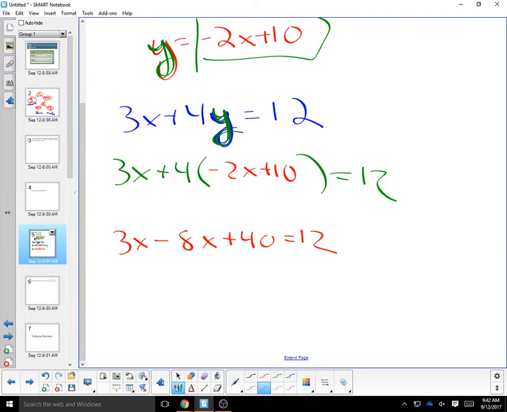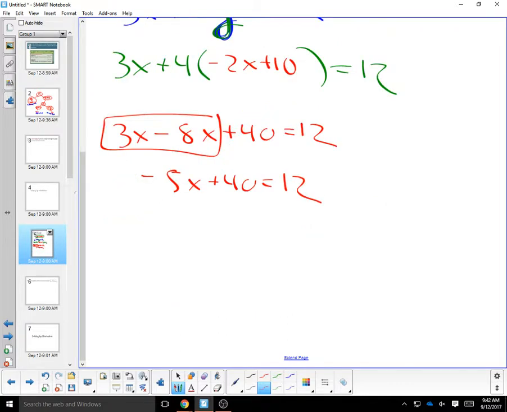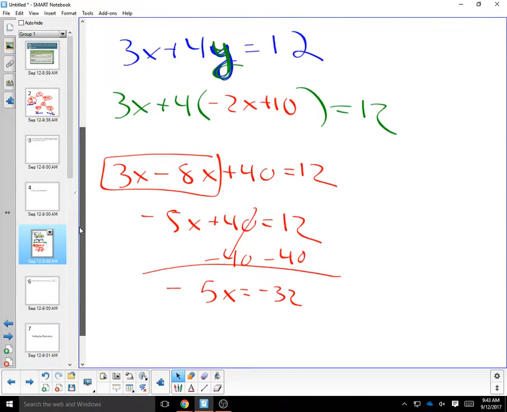All right. I'm just going to clean this up. Combine these two. That is negative 5x plus 40 is 12. I just combine like terms. I'm going to kick over the 40. When you subtract 40, right, that's my next step. Subtract the 40 from both sides. Negative 5x is equal to, what is it? 32.